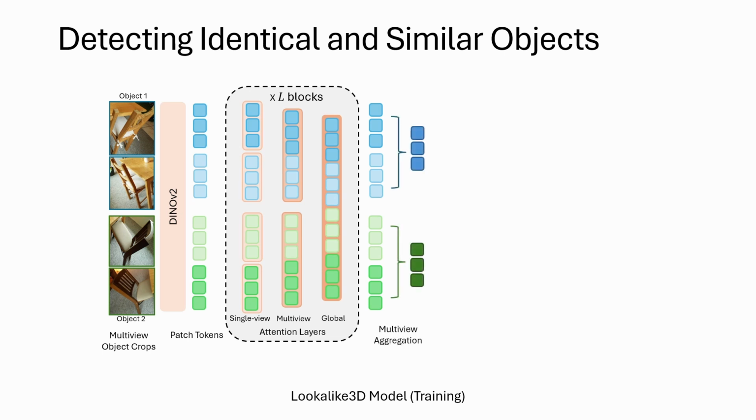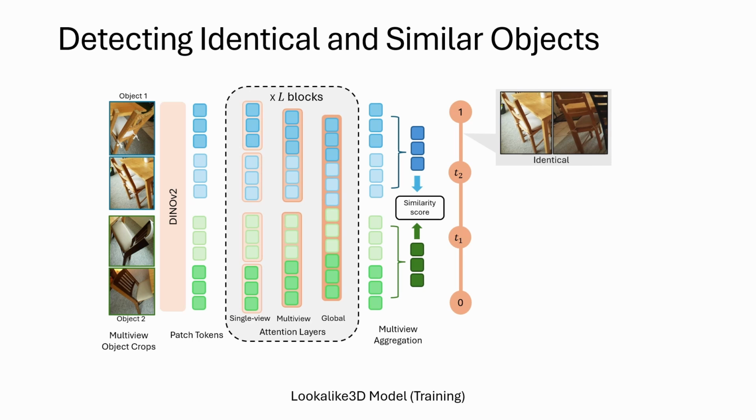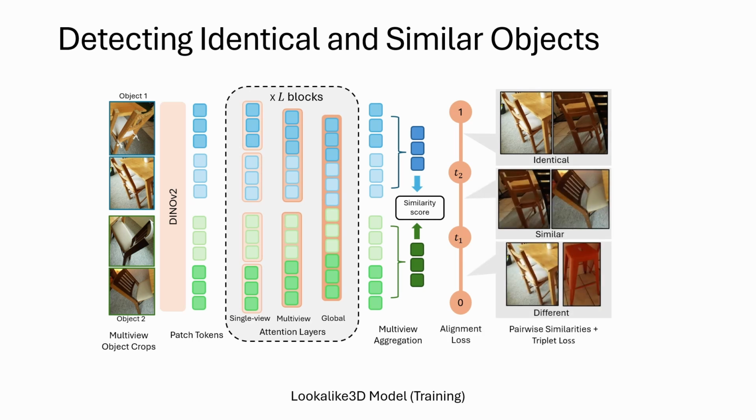We aggregate these features across the views and compare them between objects to obtain a similarity score. Each object pair is then classified as identical, similar, or different. We train the model using triplet and score alignment losses. At test time, our method can operate on single image views or multi-view images from a single scene.